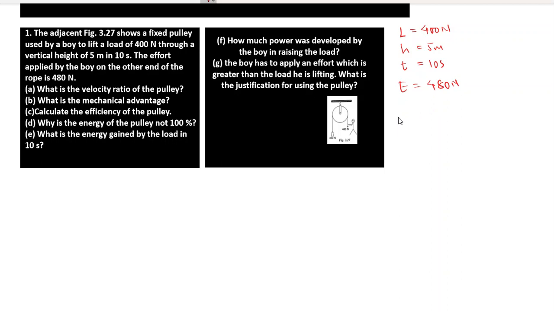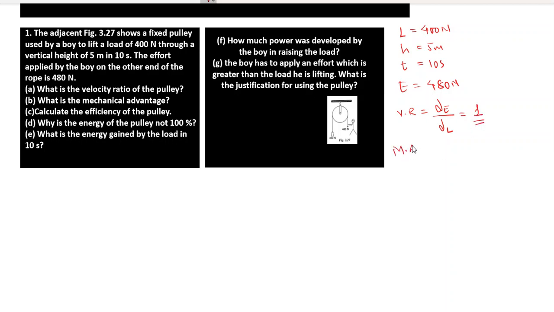What is the velocity ratio of the pulley? Now see, velocity ratio is distance moved by effort upon distance moved by load. This is a single fixed pulley. In single fixed pulley, effort and load, they both move by the same distance. जितना तुम effort के end पे rope को खींचोगे उतना ही load ऊपर आएगा. So the velocity ratio is always 1.